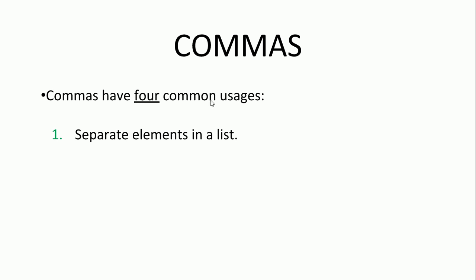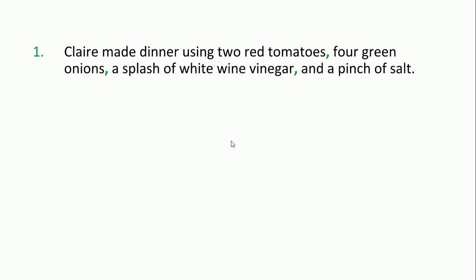In any case, let's look now at commas. So commas have 4 common usages, as I said, and the first one is to separate elements in a list, as you probably know. For example, Claire made dinner using 2 red tomatoes, 4 green onions, a splash of white wine vinegar, and a pinch of salt. These are elements. This is a list. We put commas between them.